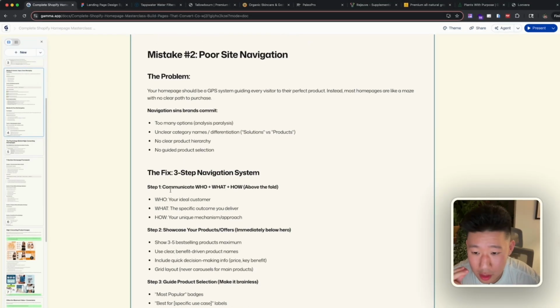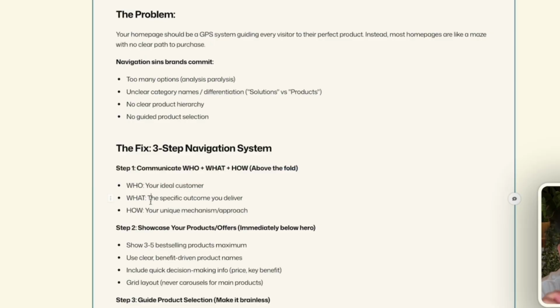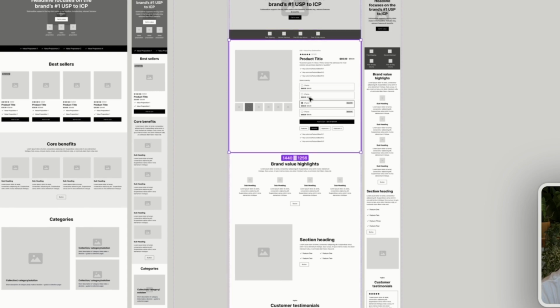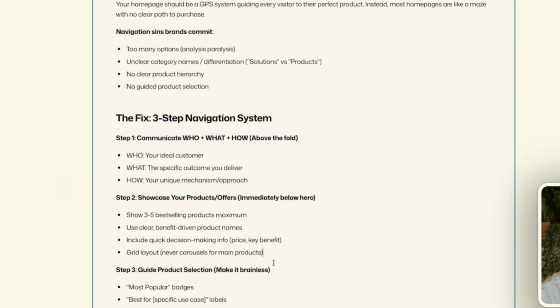The fix, again, is to be hyper specific on who, what, and how: who your ideal customer is, what you can do for them, and how. Showcase your products and offers immediately before the hero. So this is what I mentioned before, you could easily showcase your buy box right below the hero. That's not a problem. And in fact, it might actually convert better.